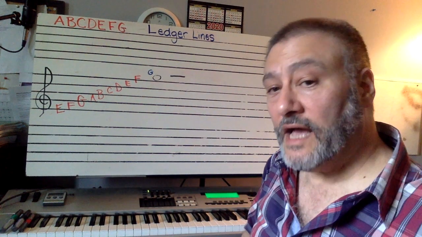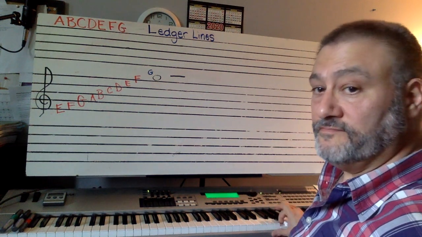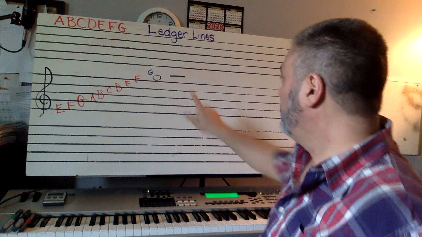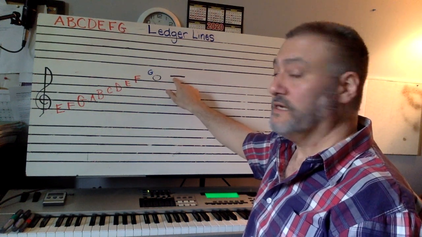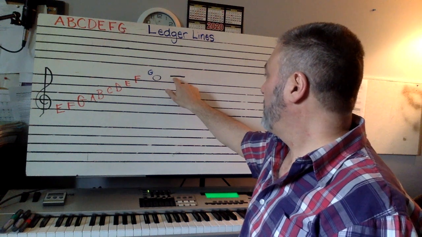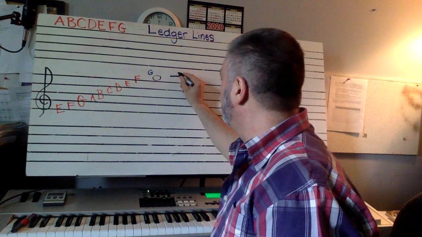Now, if we want to go higher than that, say to this note, well, we add a line. I've already added it here. It's a short line. This is called the ledger line. And with one ledger line above the staff, I can put a note on it.